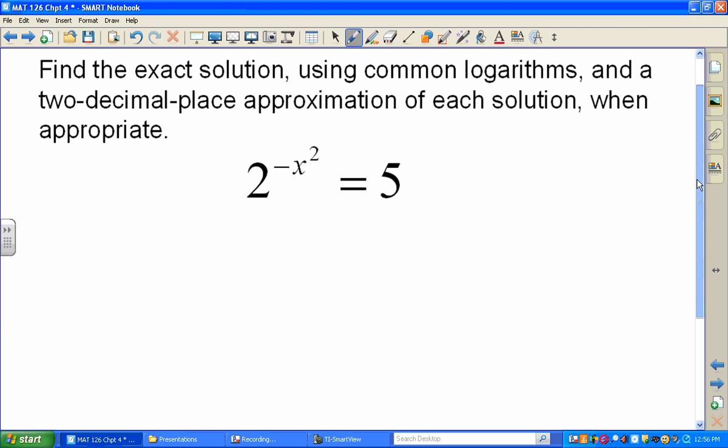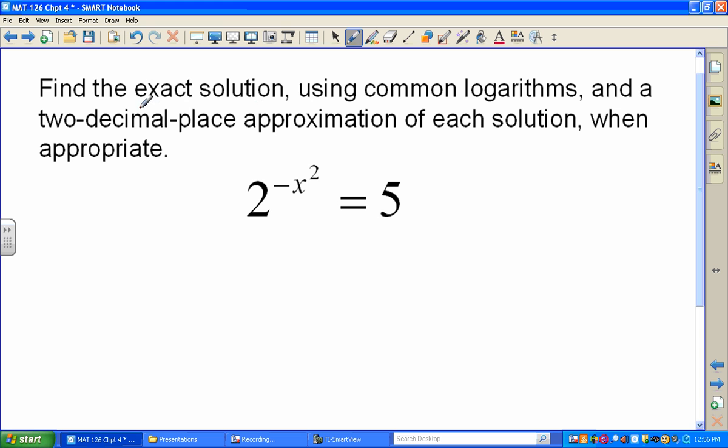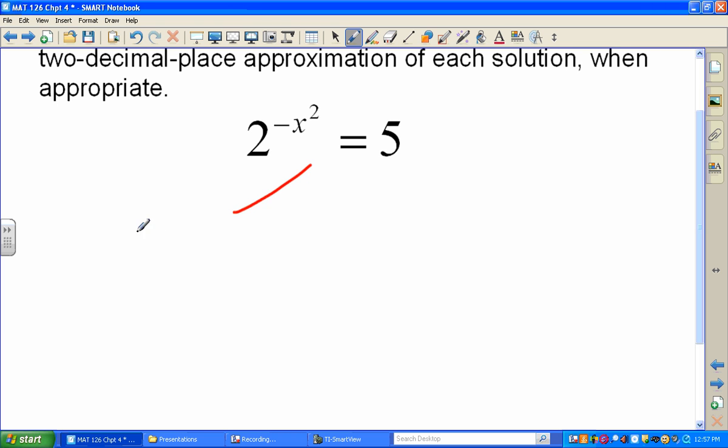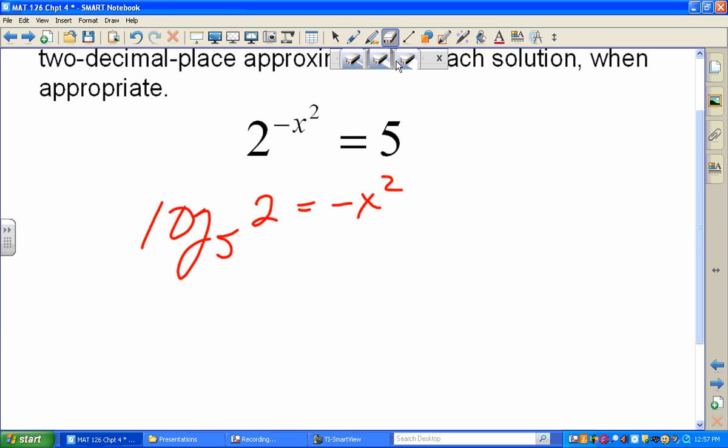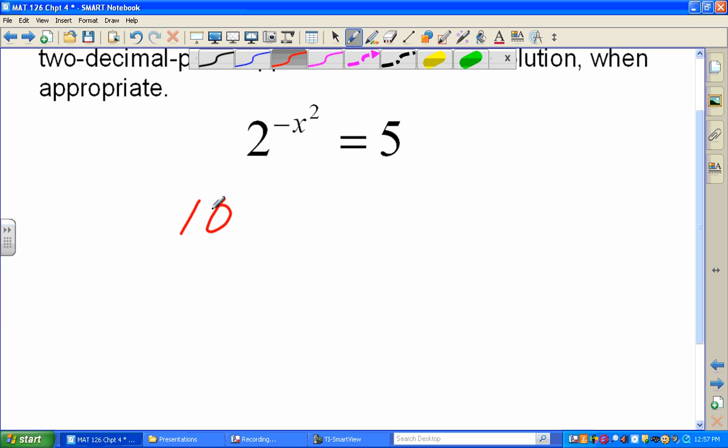So, we'll do a 2 decimal. First approach, this one's not too bad. Log base 5 of 2 to the negative x squared equals. Is it? You know what, log base 2. I'm thinking of 3 things at once. I need to stop. That's a bad habit.